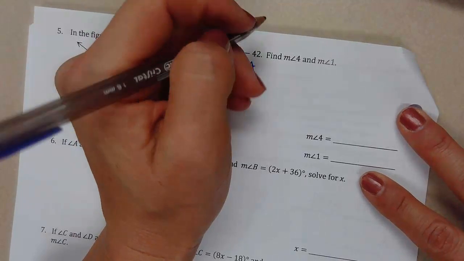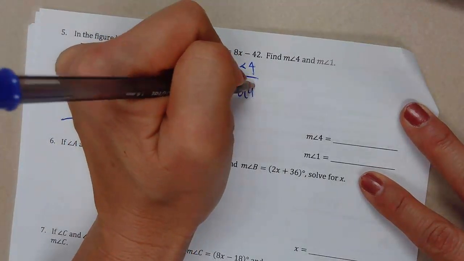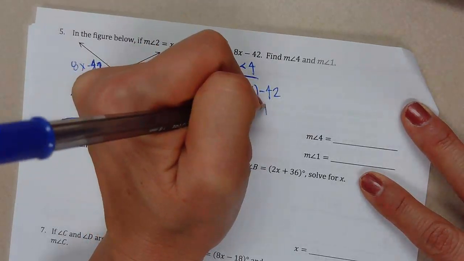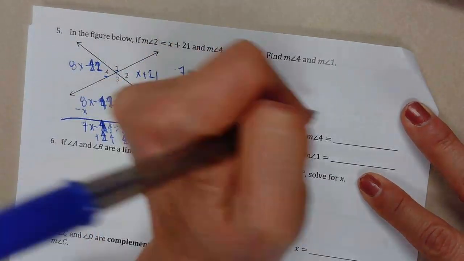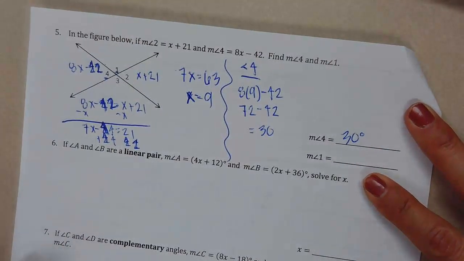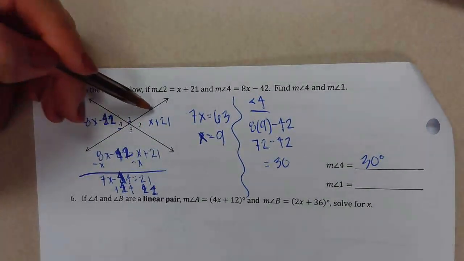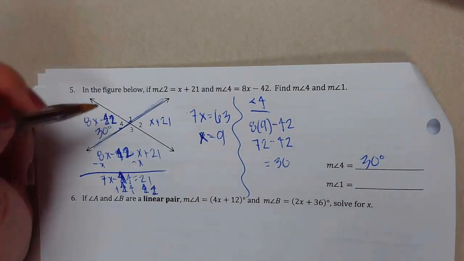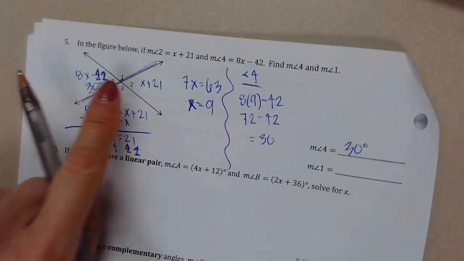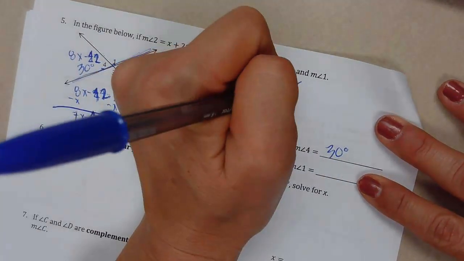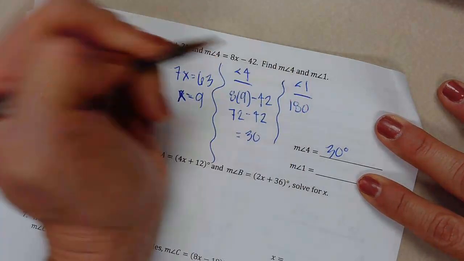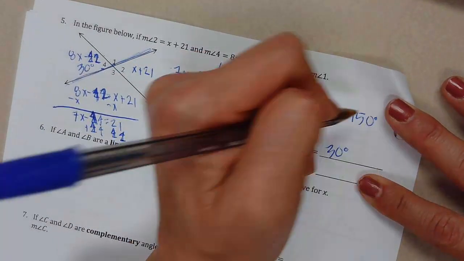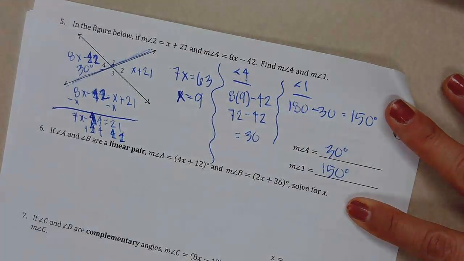Okay, to solve for angle 4, I can just plug that 9 in there. So I'm going to do 8 times 9 minus 42, which will be 72 minus 42, which will give me 30 degrees. For angle 1, hopefully I can see that this is a linear pair. If this is 30 degrees, then I can find angle 1 by taking the measure of a line, which is 180 degrees, and subtracting 30, and then I get 150 degrees.